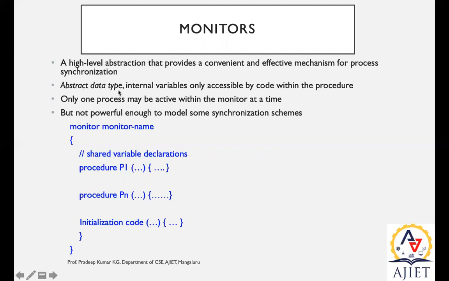It will have an abstract data type so that internal variables are only accessible by code within the procedure. Only one process may be active within the monitor at a time, but it is not powerful enough to model some synchronization schemes. So we'll see how it works. Each monitor will have some data types in it. Those are abstract data types so that we can hide the code within the procedure itself. Whatever we write within the procedure is available only to that particular procedure. Only one process may be active within the monitor at a time.